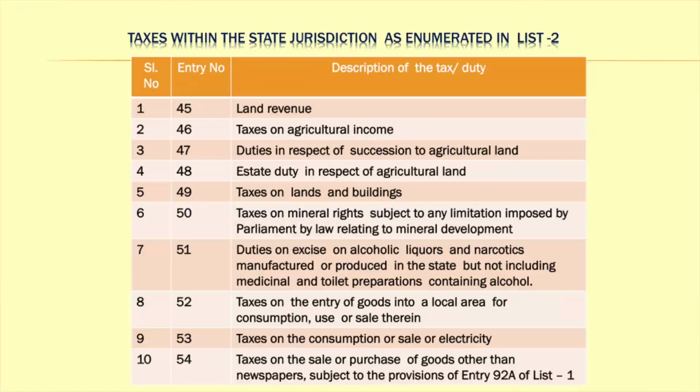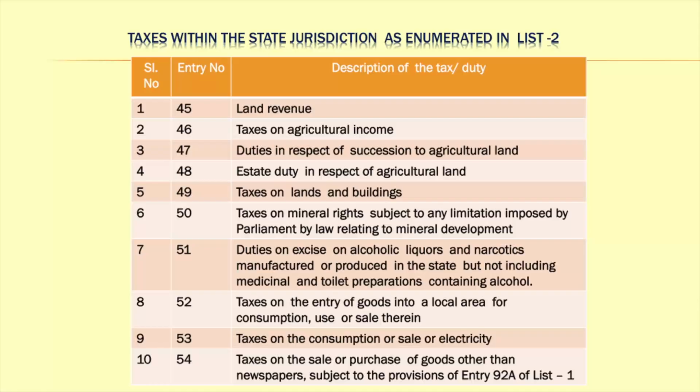Then entry 52, taxes on entry of goods into a local area for consumption, use or sale therein. So this entry of goods is normally called octroi. Octroi was actually abolished in many states, but a state has the right to impose it again any time. Then entry 53, taxes on consumption or sale of electricity. This is a major income where the states are gaining ground.